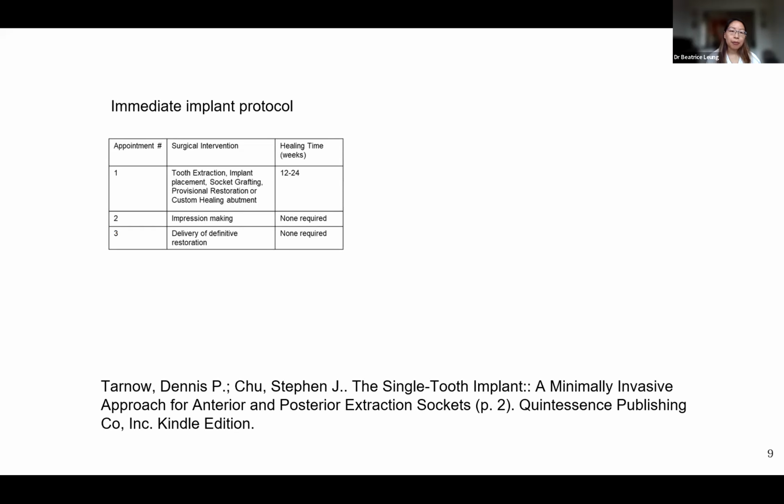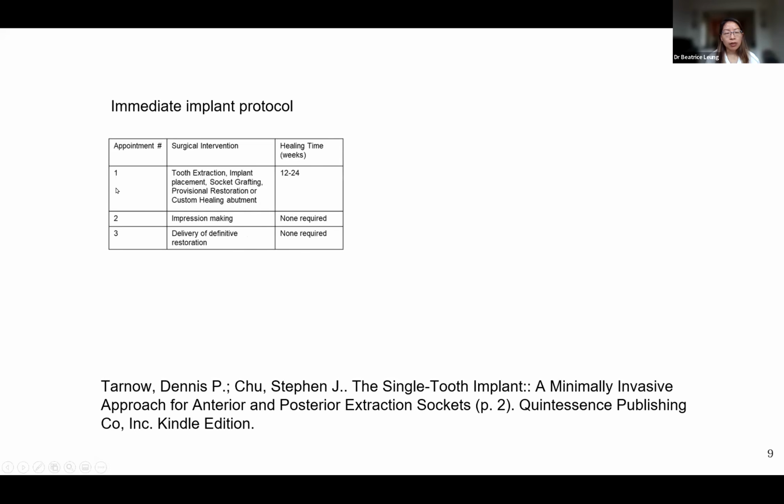If you look at the immediate implant protocol, it means that the actual appointment time is considerably reduced. You can do the extraction, the implant placement, the grafting, and the temporary implant crown, or maybe a custom healing abutment, all in the same appointment. And you let it heal for a period of several weeks, 12 to 24 weeks. And then literally the patient comes back with a healed site, and the site is ready for you to take the impression. And then if everything goes well, your limiting time is when the lab can deliver your implant crown.